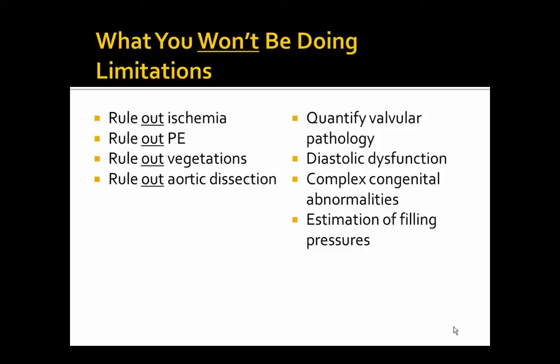So that list there to your left, you will not rule out acute coronary syndrome or ischemia with a bedside echo. You will not rule out a pulmonary embolism. You will not rule out vegetations. You will not rule out aortic dissection. You're not going to quantify valvular pathology. You're not going to perform, at least what we're going to talk about today, diastolic dysfunction measurements. You're not going to diagnose or fully delineate any complex congenital abnormalities, and you're not going to do estimations of filling pressure. So that's important.